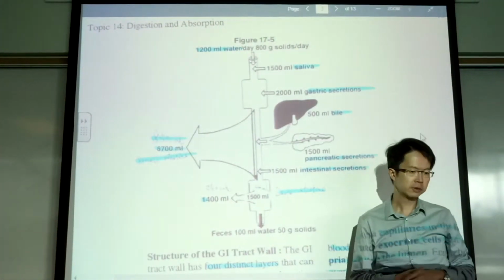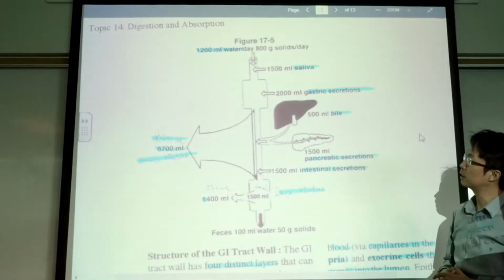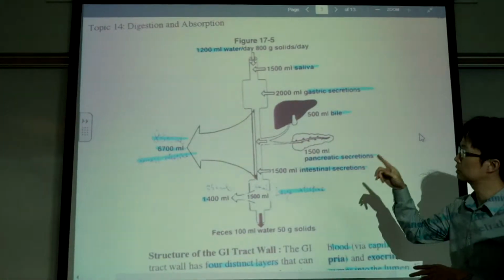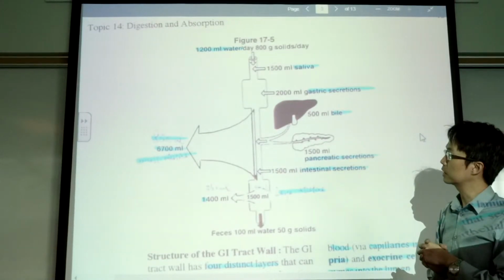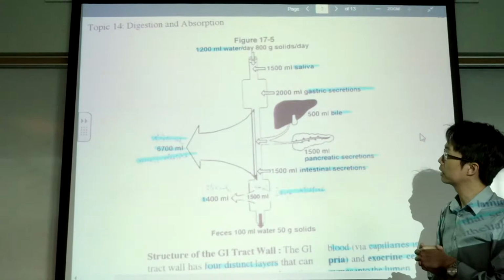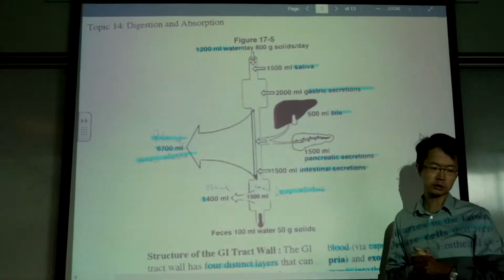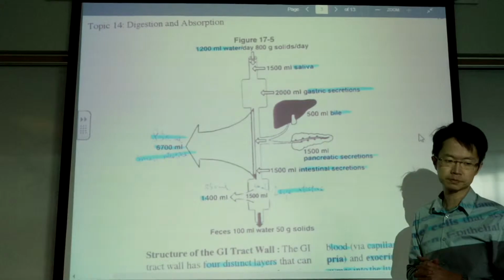Okay, for this one here, it tells us how much water we drink and how much food we eat. Approximately 1,200 milliliters of water we drink every day, and also 800 grams of the solid food we eat every day. But keep in mind that even the solid food that we eat also contains water.